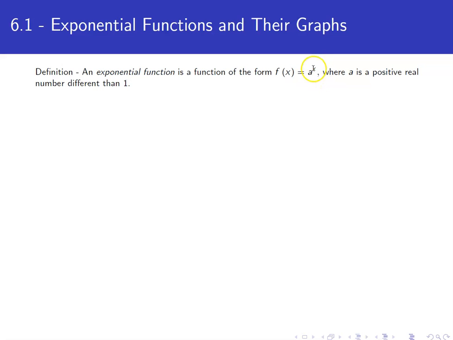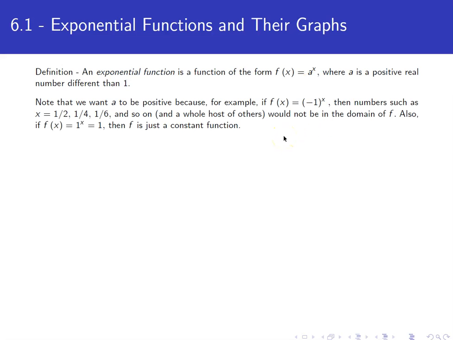Now we do put some restrictions on a. We want a to be a positive real number, and we do not want a to equal 1. Of course, the reason why we want a to be positive is because we don't want to have a negative in a base, because that causes all sorts of domain issues. If we use negative 1 to the x, then we wouldn't be able to put 1/2 in for x, because you would get the square root of negative 1. That's equal to i. We're dealing with real valued functions here, numbers that come out as real numbers. So we don't want complex numbers to come out. So 1/2 causes an issue, 1/4 causes an issue, and so on down the line.